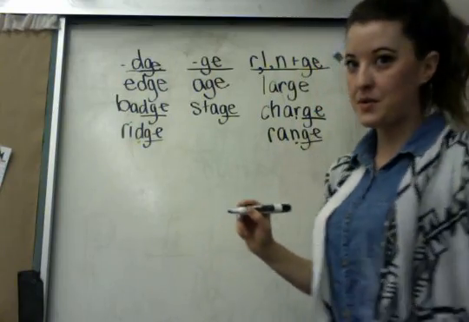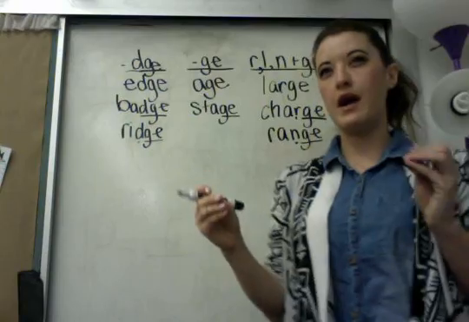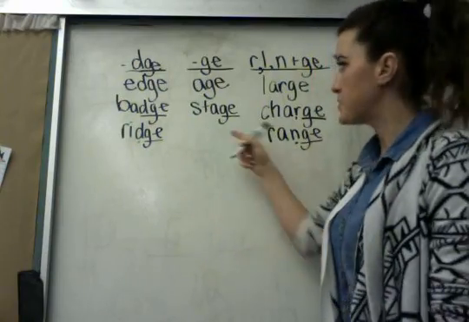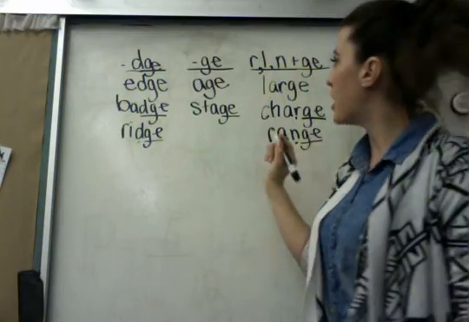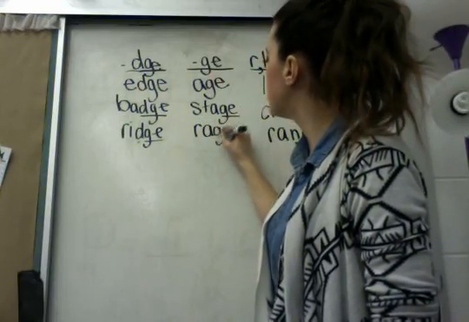Our next word is the word rage. Age. I hear that long A sound right before my J. So I'm going to write the word rage under our second column. Age.